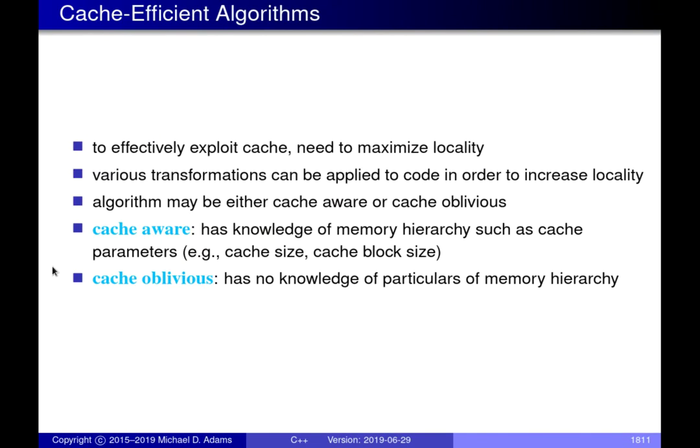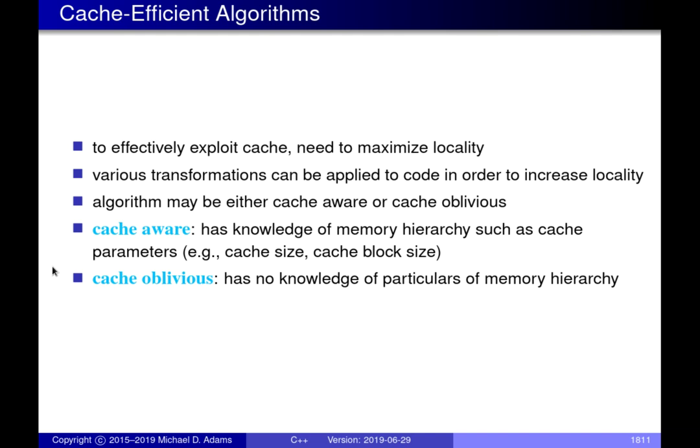So the basic idea in the case of cache-efficient algorithms is to write our code in a way which maximizes locality. Because again, remember, caches are designed in order to give good performance in the case that code exhibits locality in terms of how it accesses memory. So we want to try to maximize the amount of locality in our code in order to best exploit the cache. Now, there are a number of different transformations that can be applied to code in order to increase locality.